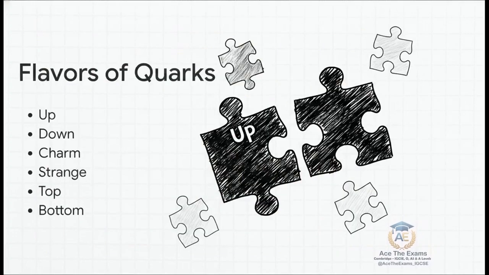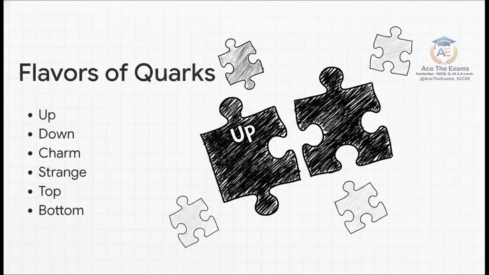And what are those smaller puzzle pieces? Quarks, fundamental particles with incredibly bizarre names. Physicists call these different types flavors. We have up, down, charm, strange, top, and bottom. Now, for the Cambridge syllabus and for everyday matter that makes up the entire macroscopic world around you, we really only care about the up and down quarks.